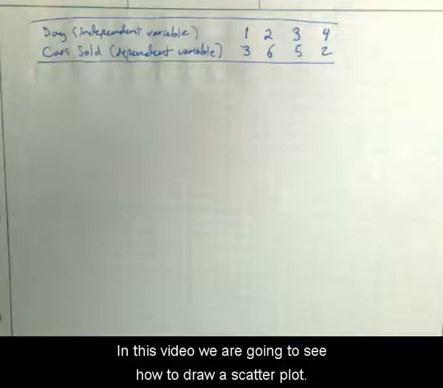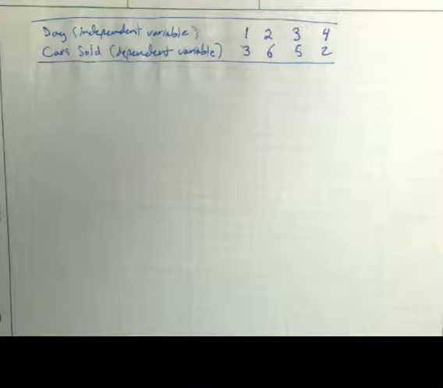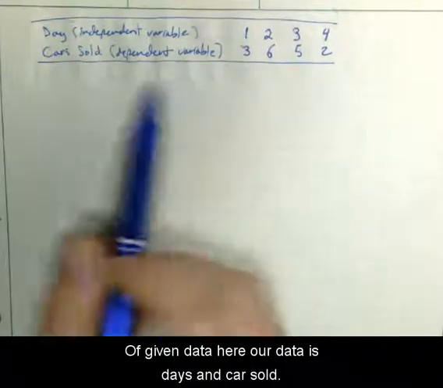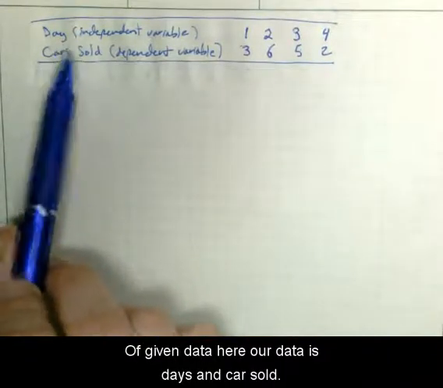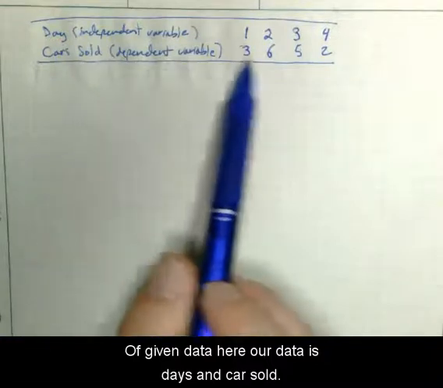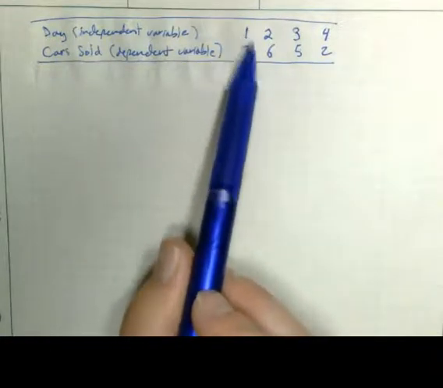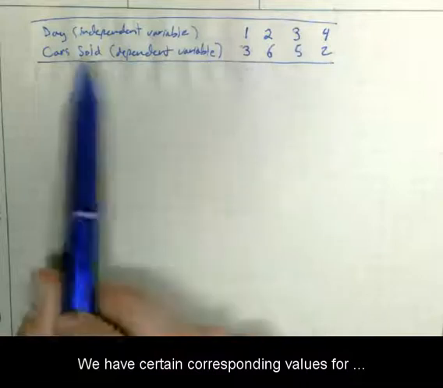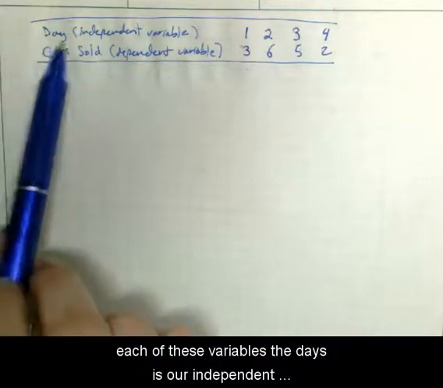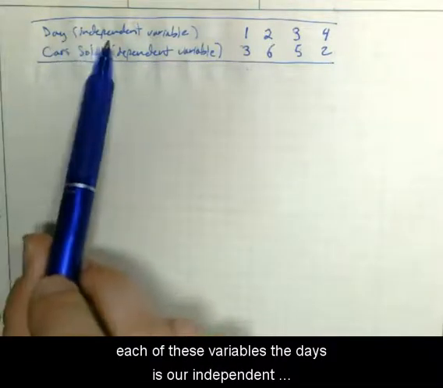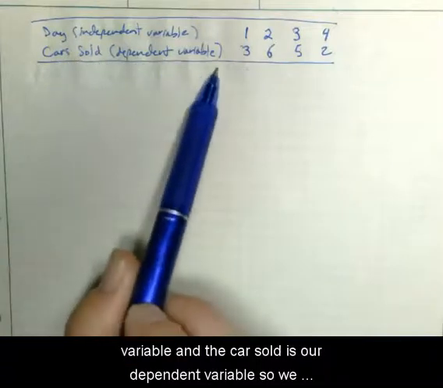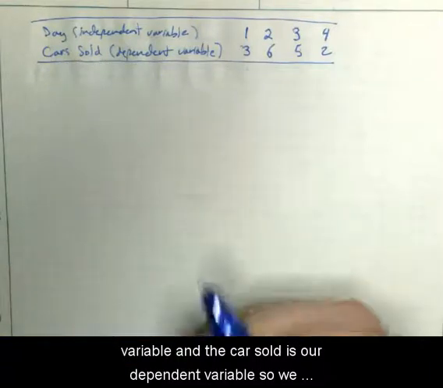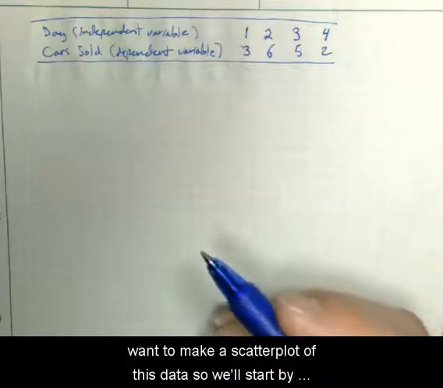In this video, we are going to see how to draw a scatter plot for given data. Here, our data is days and cars sold, and we have certain corresponding values for each of these variables. The days is our independent variable, and the cars sold is our dependent variable. So we want to make a scatter plot of this data.